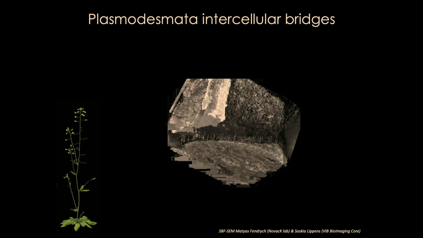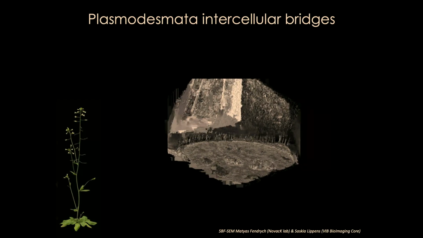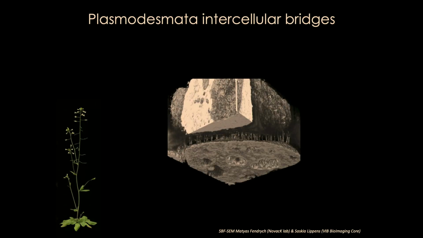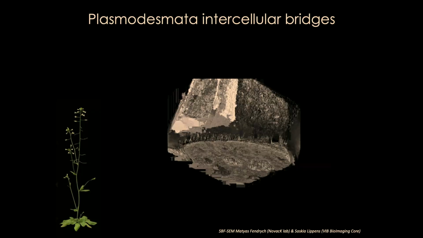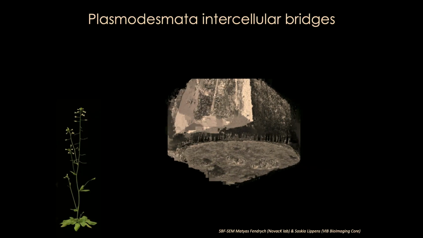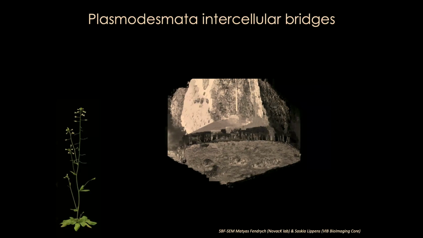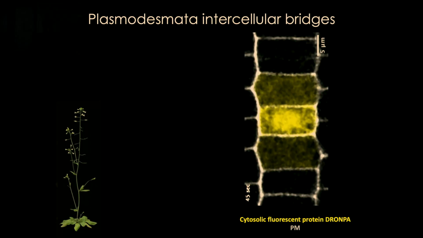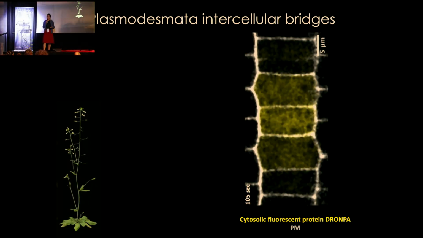Here, the wall is made transparent. And virtually every single cell within the plant body is interconnected by those bridges. And they allow direct cytosolic continuity between plant cells and the exchange of molecules. So if I was to now unleash a fluorescent molecule here from this central cell, it would immediately flow into the neighboring cells through plasmodesmata bridges.